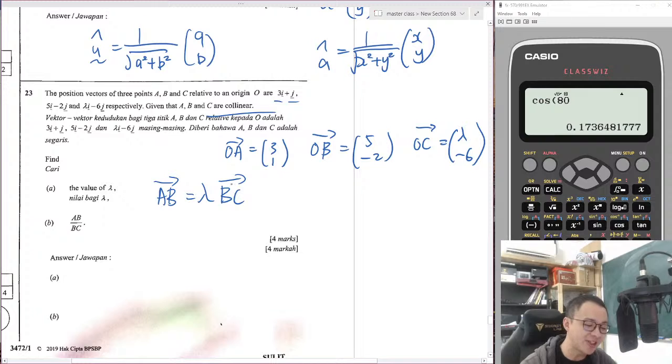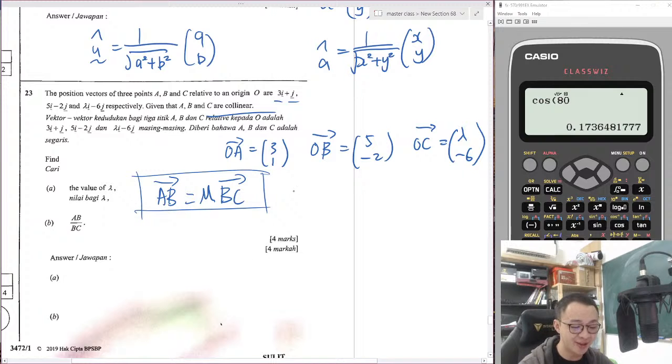But in this case, lambda is already being used here, so I don't use lambda anymore. I use the mu here. Yeah, the m, I don't know why they read it as mu, but yeah. So I use the m here to represent it. So why can I suddenly write like this? Because I can always write like this in 2 conditions. First is collinear, obviously. Second is whenever they say parallel.